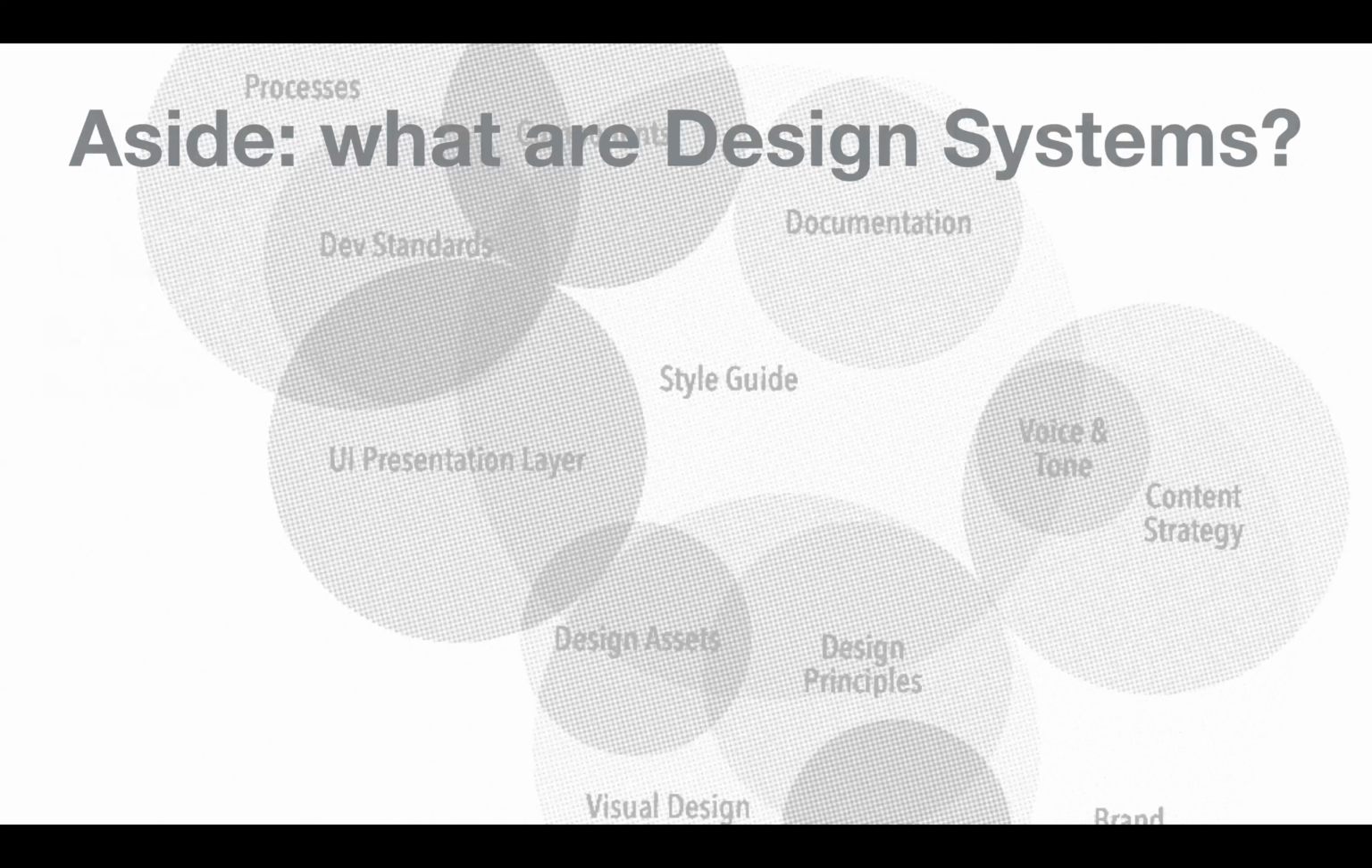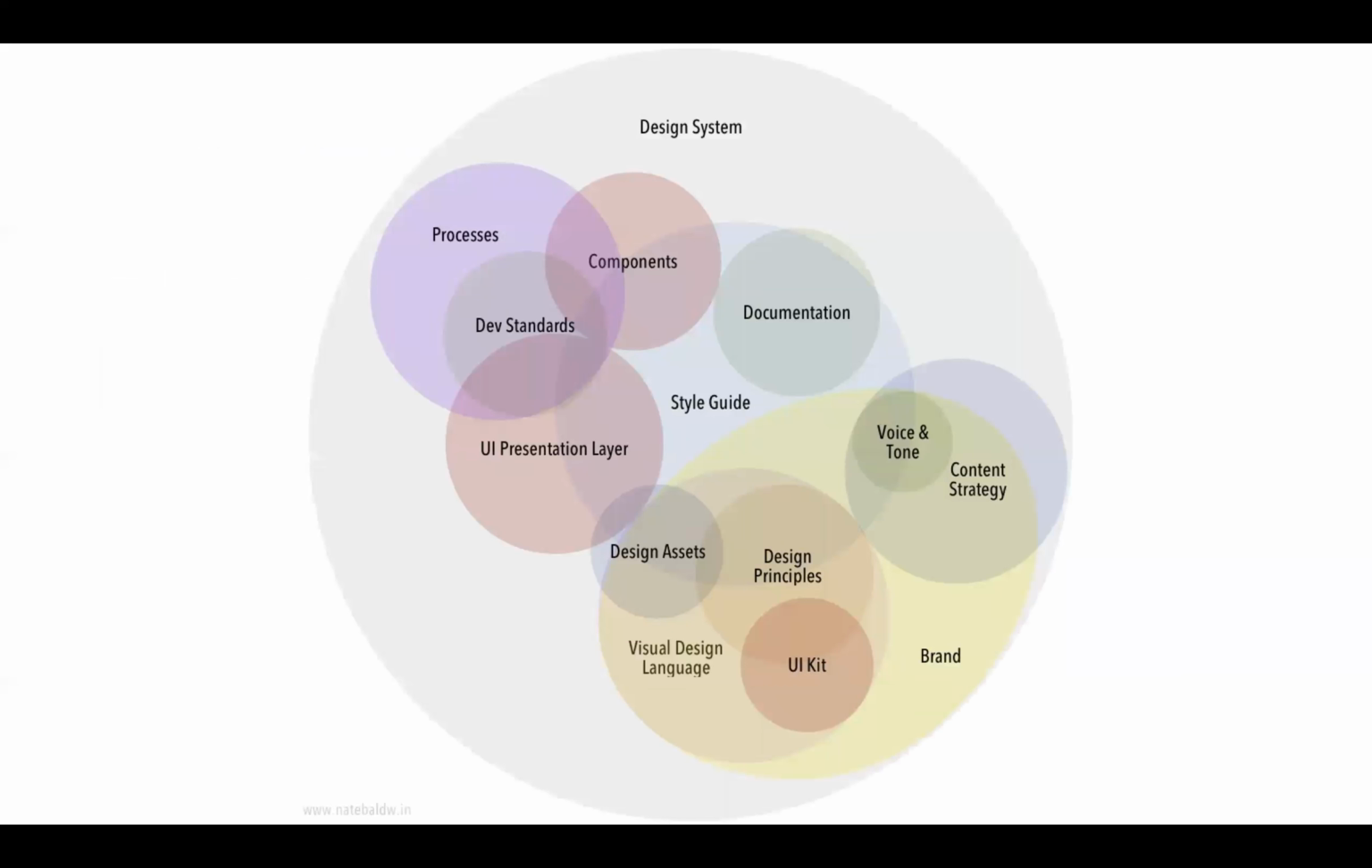What are design systems? When I'm referring to design systems today, it's going to be in that context. I really like this Venn diagram of all the things design systems by Nate Baldwin. There's that URL at the bottom. He wrote great articles about design systems and what can be in a design system. As you can see on this Venn diagram, there is the style guide at the center. And as you get outside of the style guide, you get into things like brand and content strategy, visual design language, UI kit.